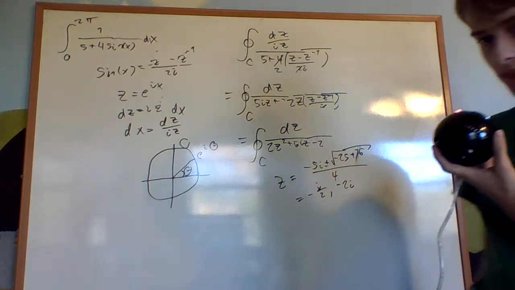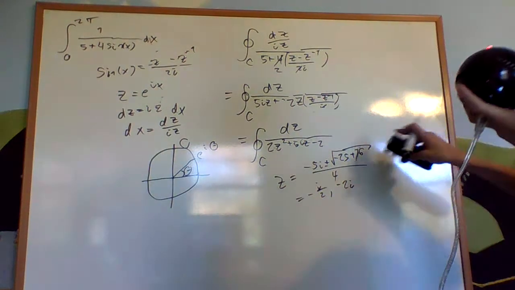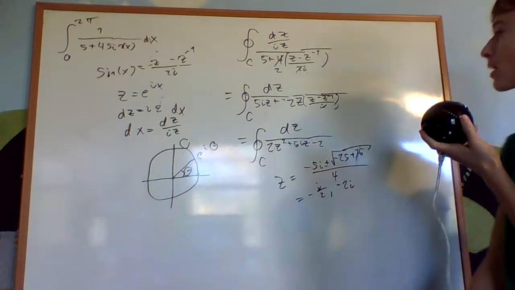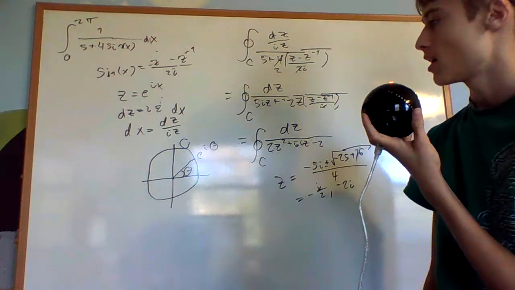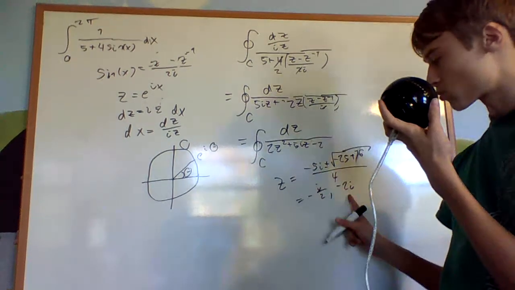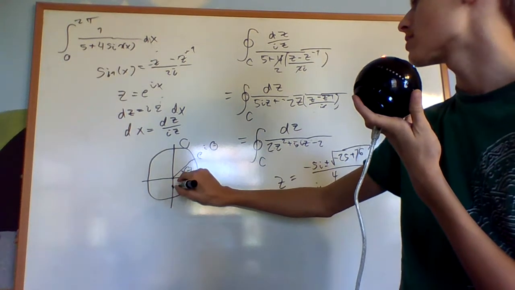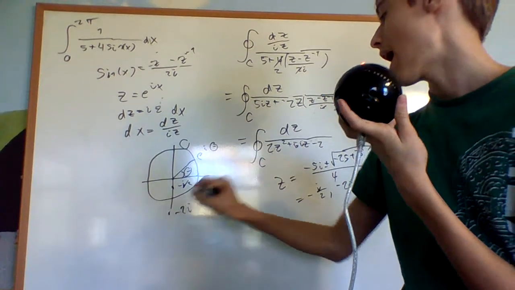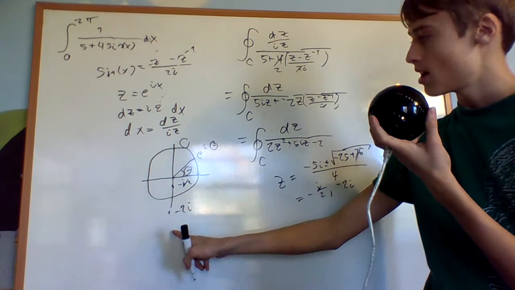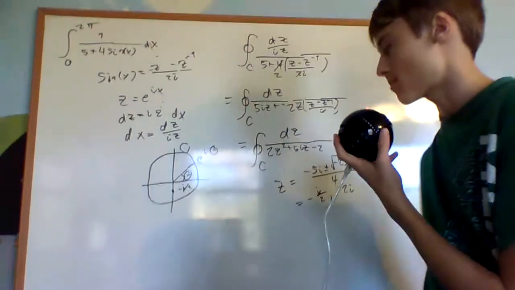Now, what the residue theorem says is that if I evaluate a very specific formula at each pole and multiply it by 2 pi i, then I will get the original integral. But it only applies to the poles which are inside of the circle. Right there is negative i over 2, and right there is negative 2i. Only negative i over 2 is inside the circle, so that's the only one we care about.